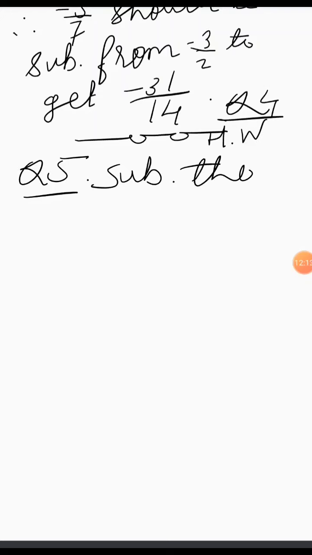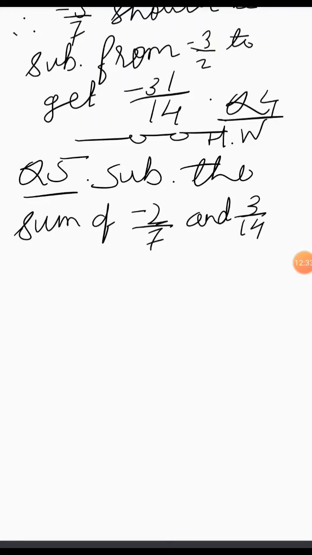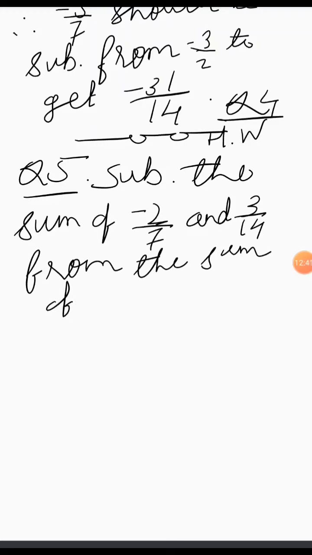The sum of minus 2 by 7 and 3 by 14 from the sum of, it's also easy, from the sum of 11 by 14 and 15 by 42. See, first we understand the meaning of the question.